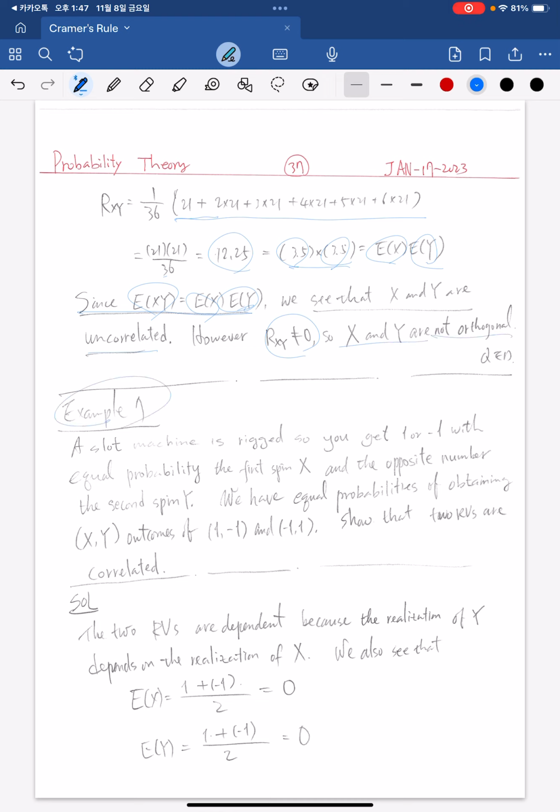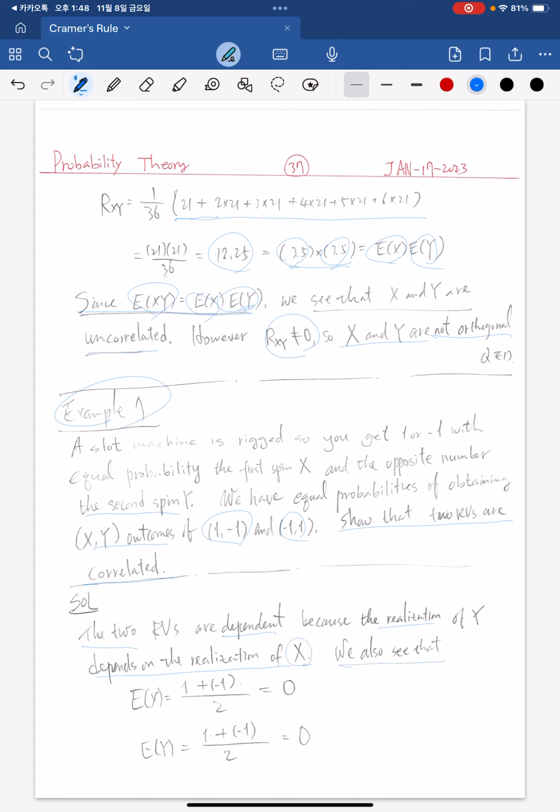Example 7. A slot machine is rigged so you get 1 or minus 1 with equal probability on the first spin X and the opposite number on the second spin Y. We have equal probabilities of obtaining XY outcomes of (1, -1) and (-1, 1). Show that the two random variables are correlated. The two variables are dependent because the realization of Y depends on the realization of X.